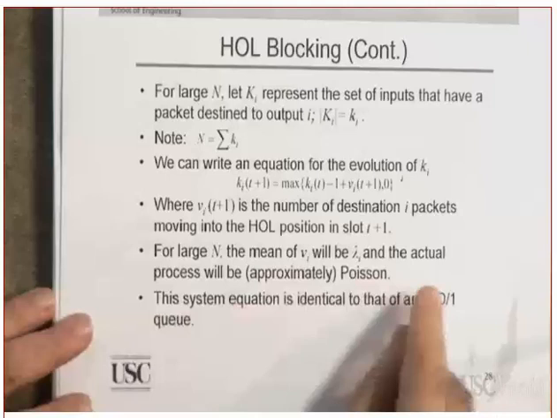But the problem with the output queued is that it's not scalable. The switch needs to work N times faster than the rate of each incoming line. So as the number of incoming lines increases, the switch must work much faster. Did you get this or not?